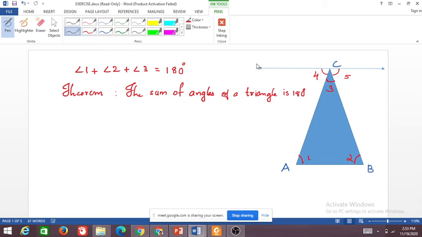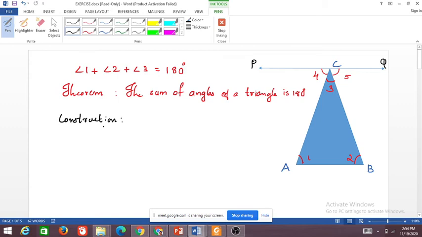Ma'am, can I? Who is that? Harika. Ma'am, this is Harika. Okay, Harika can tell me the first step. Yes, ma'am. We know that if a transversal intersects two parallel lines, the alternate interior angles are equal. So angle 2 is equal to angle 5, ma'am, and angle 1 is equal to angle 4. We can substitute and we can find that angle 1 plus angle 2 plus angle 3 is equal to 180 degrees, ma'am.